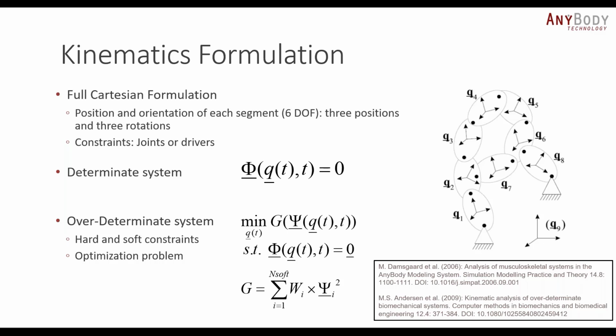In the case of an overdeterminate system, which is something that we typically encounter when we are using motion capture data, when we have C3D data with multiple markers on different segments, this means that we have a lot of equations and fewer unknowns, and we have to resort to overdeterminate analysis. So in this case, we divide the constraints into hard and soft constraints. Hard constraints must be respected at all times, while soft constraints can allow some violation. And the way this problem is then solved is through an optimization problem, which minimizes the error in the soft constraints while respecting the hard constraints.